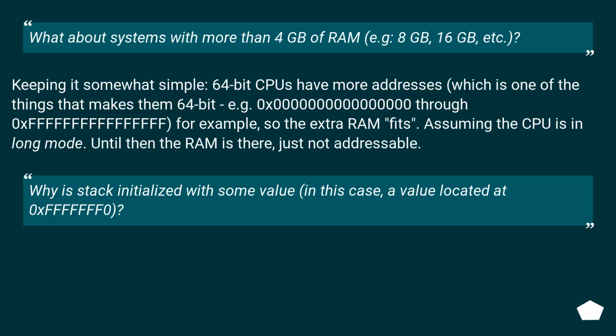What about systems with more than 4 GB of RAM, e.g., 8 GB, 16 GB, etc.? Keeping it somewhat simple, 64-bit CPUs have more addresses, which is one of the things that makes them 64-bit, for example 0x0000000000000000 through 0xFFFFFFFFFFFFFFFF, so the extra RAM fits, assuming the CPU is in long mode. Until then the RAM is there, just not addressable.